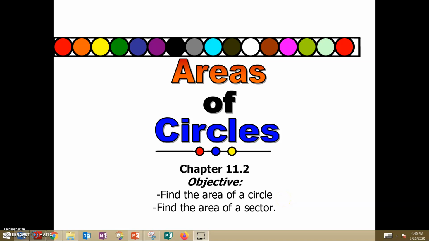Hi everyone. Today we are going to talk about areas of circles, and this is chapter 11.2 in our textbook. Our objectives for today are going to be to find the area of a circle and also to find the area of a sector.